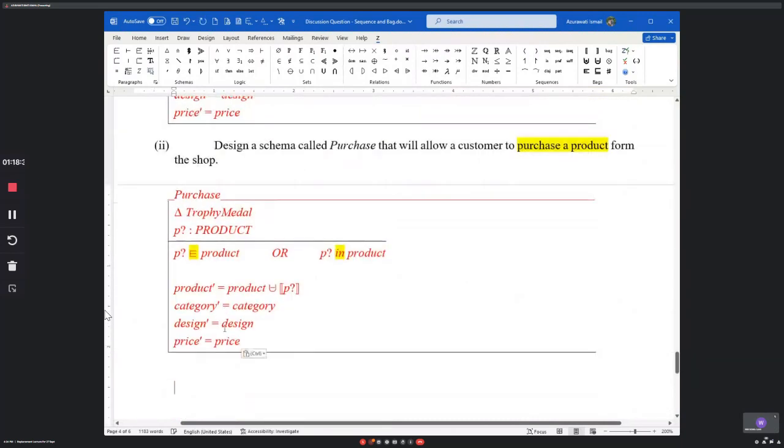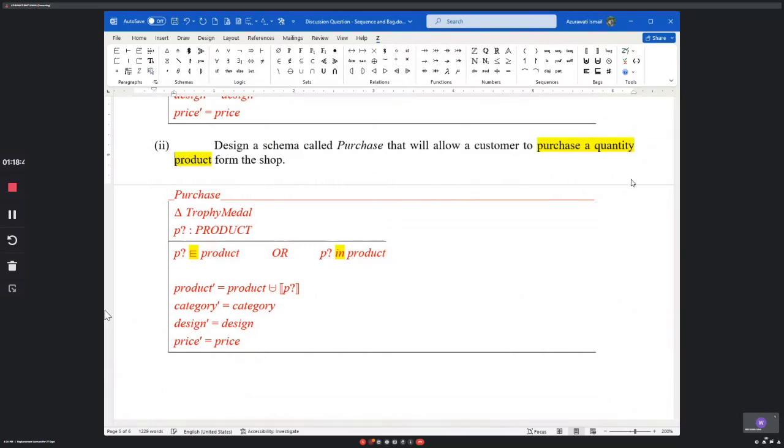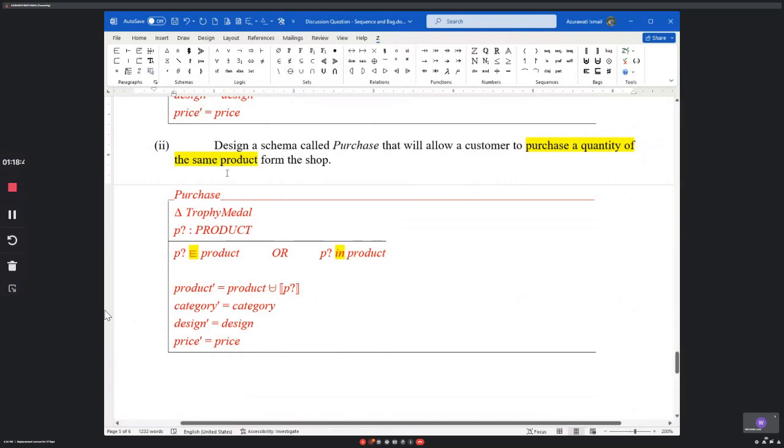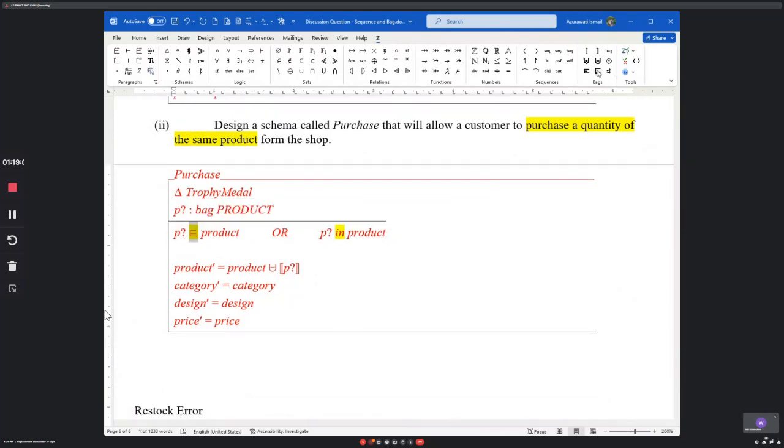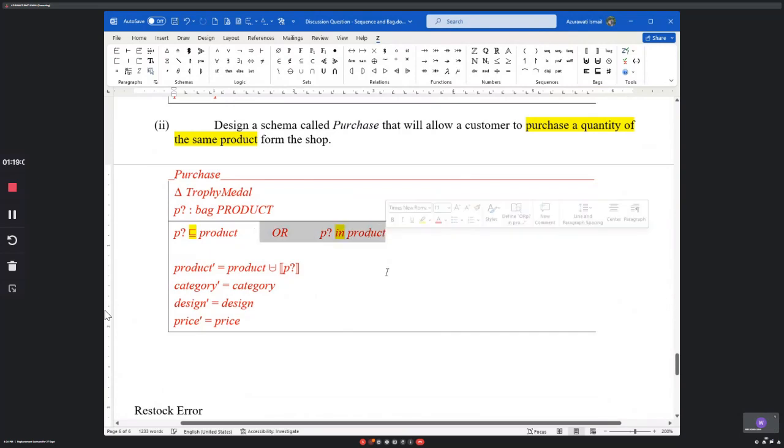But if, let's say, I change the question again, where a customer wants to purchase a quantity of the same product, then here is different. Quantity of the same product, different only. So here will be bag of product only. When it is bag of product, here must be sub bag only. Then here is minus, but you don't need this one. Understand or not? It's up to the question.